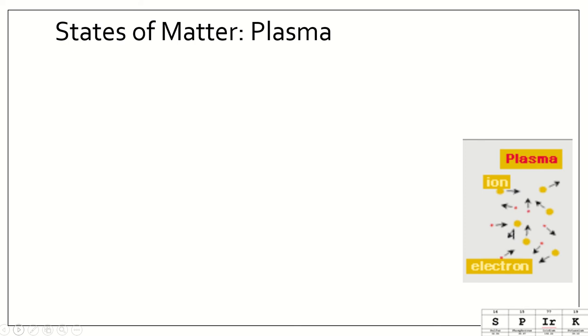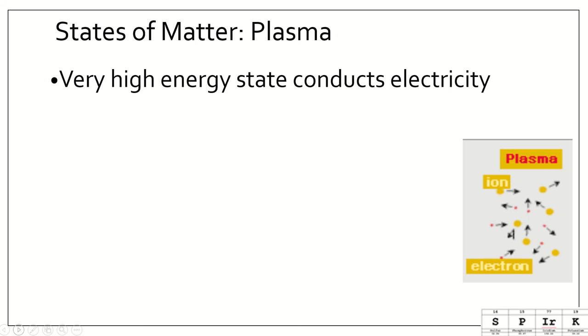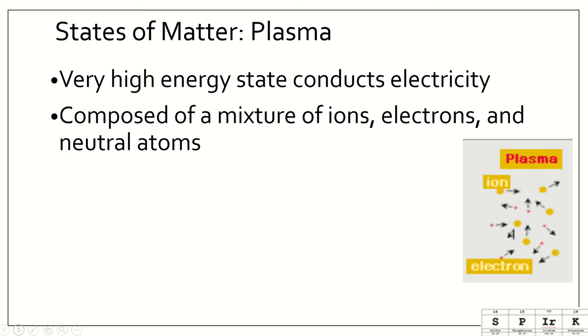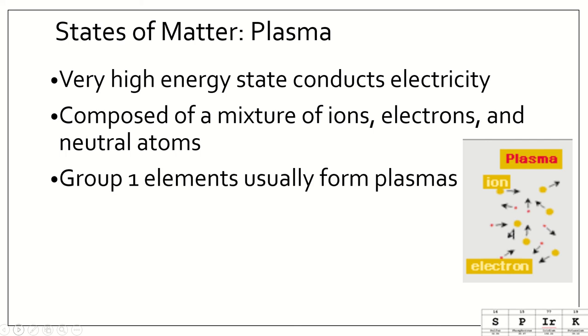So another state of matter you may have heard of is plasma. This is sort of related to plasma TVs. They are a very high energy state that conducts electricity. They're composed of a mixture of ions, electrons, and neutral atoms. They are group 1 elements that usually form plasmas. So that's that very far left column on the periodic table. And they exist at very high temperatures.